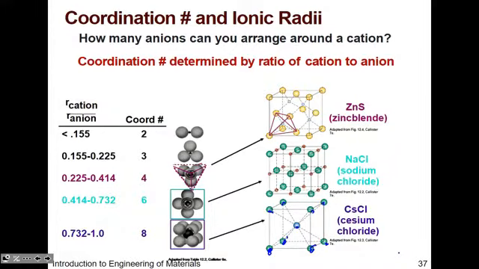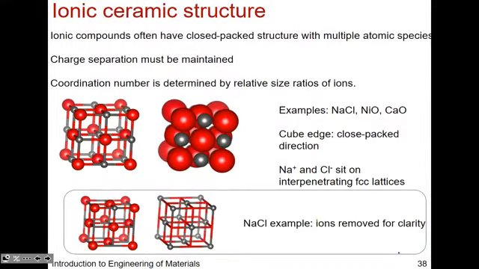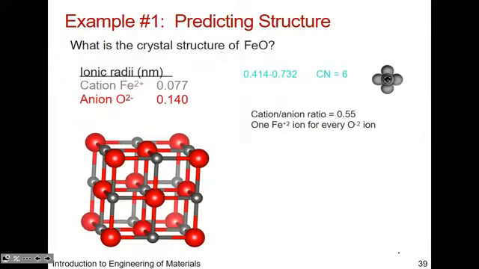Okay, let's switch back. Okay, so I went over this example for ionic ceramic structures. This is just written out what I've just said. And if you're having to calculate the cation to anion ratio and looking at coordination numbers, you could see that this ratio would give you a coordination number in this range for 6. Okay, and you can count that.